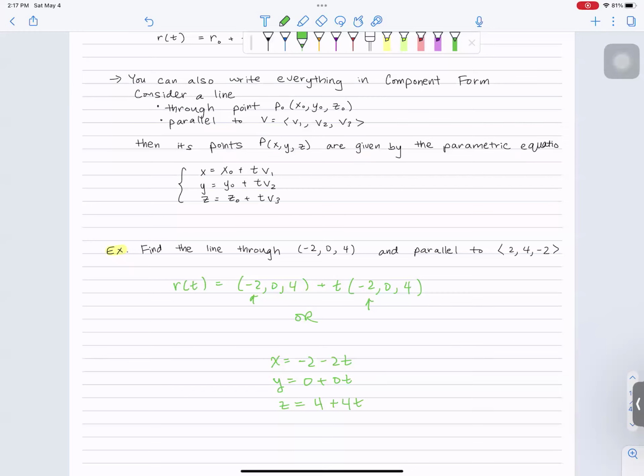Okay, so that was the plane. Questions so far? Okay, so as I said, remember if you're writing a line, think parameterization. If you're writing a plane, think implicit.